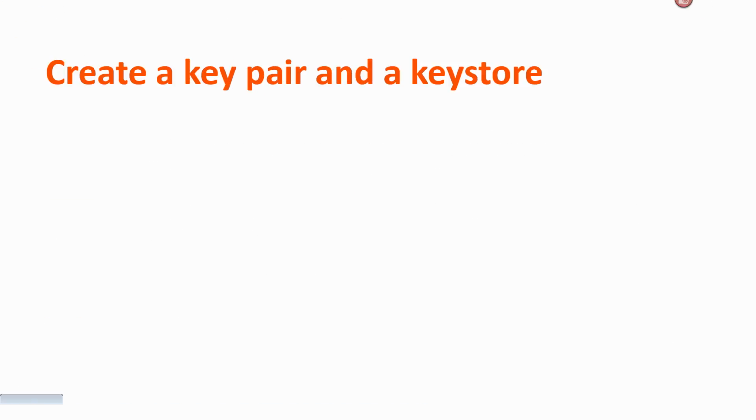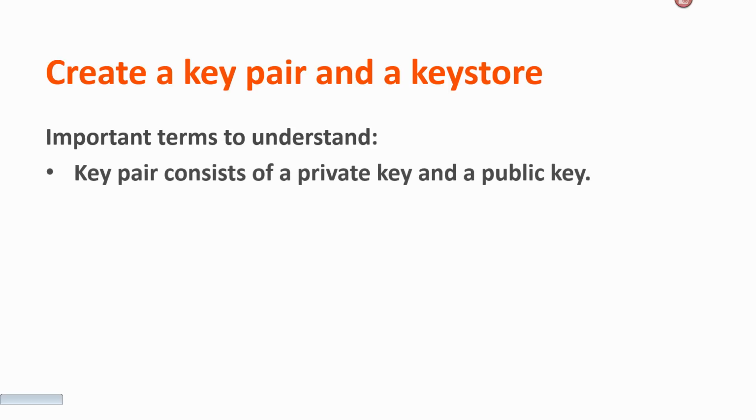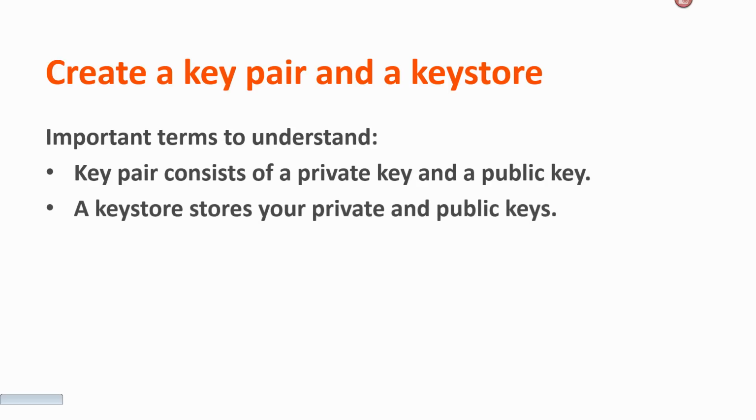The first thing that we're going to do is use the keytool utility to create a private key. For secure communication, you need a private key and a public key. This is called a key pair. In this step, we're creating the first half of the key pair, the private key, in the keystore. A keystore stores both your private and your public keys.